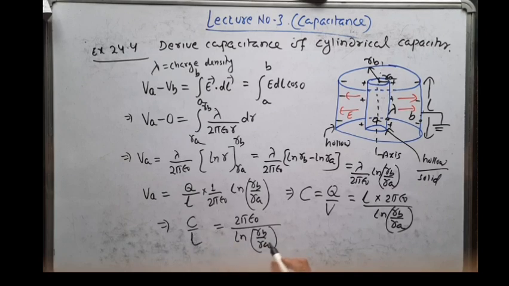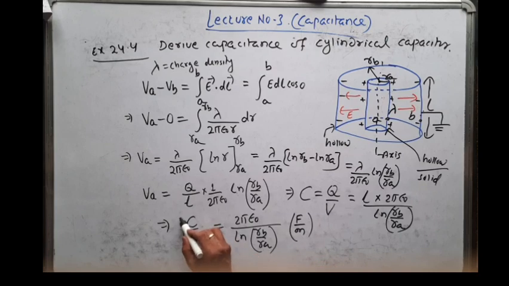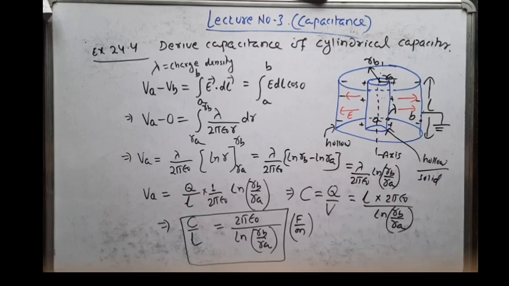So what is C by L? Capacitance per unit length. So if the unit of capacitance is farad and length is meter, whatever result you get will be in terms of farad per meter. So this is the expression of the capacitance in a cylindrical conductor.